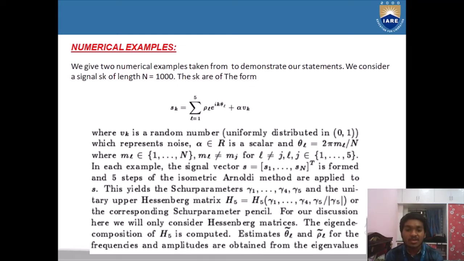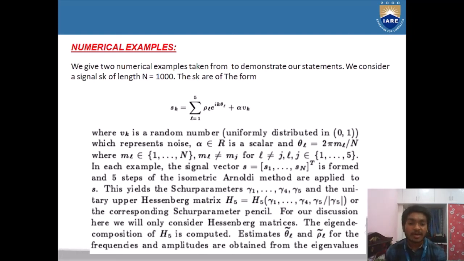In each example, the signal vector s equal to s_1 to s_n transposed is formed and 5 steps of the isometric Arnoldi method are applied to this. This yields the Schur parameters gamma_1 to gamma_4, gamma_5, and the unitary upper Hessenberg matrix H_5 with gamma_5 divided by its modulus, which are the corresponding Schur parameter pencil. For our discussion here we will consider Hessenberg matrices. The eigen decomposition of H_5 is computed.